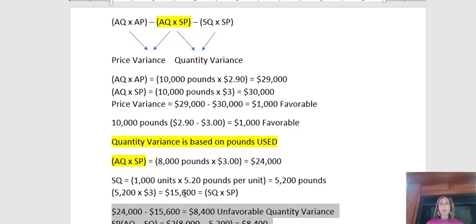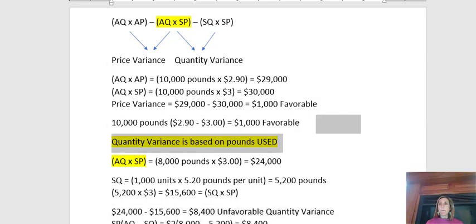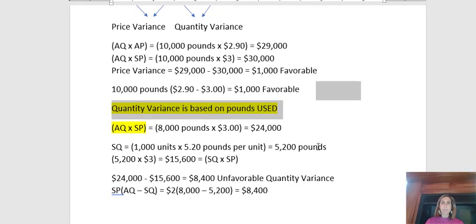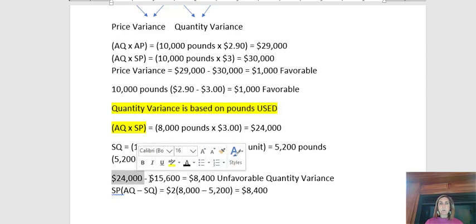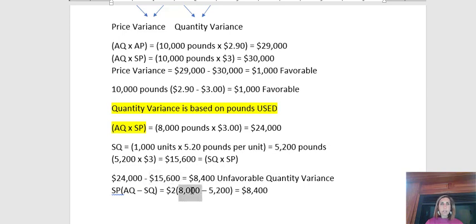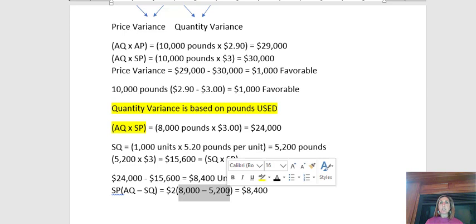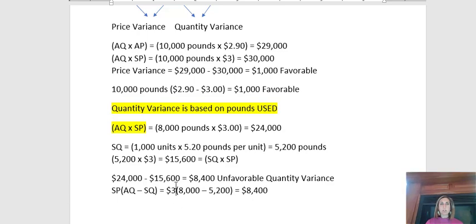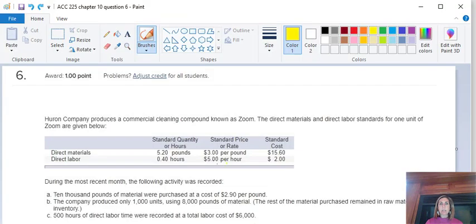I'm going to compare the quantity that I actually used at the standard price, 24,000. So my AQ times my SP was 24,000. I'm comparing that to what I should have paid, and I find that I have an unfavorable quantity variance. The easier way to see it is that they actually used 8,000 pounds. They should have only used 5,200 pounds. And the standard price should be $3. My standard price comes from this chart, $3.